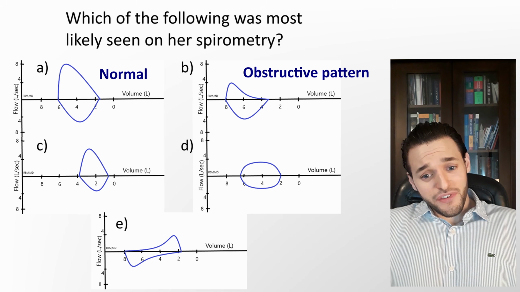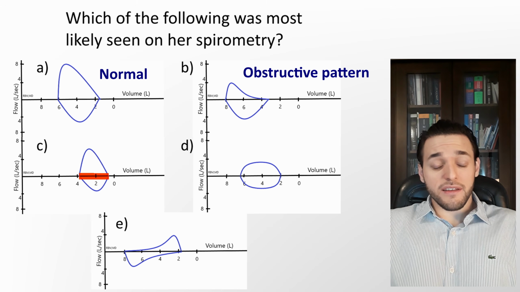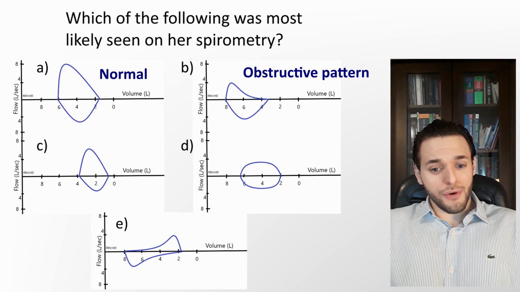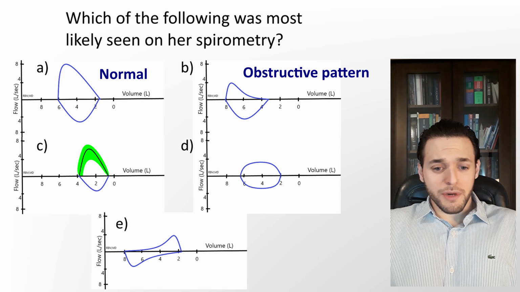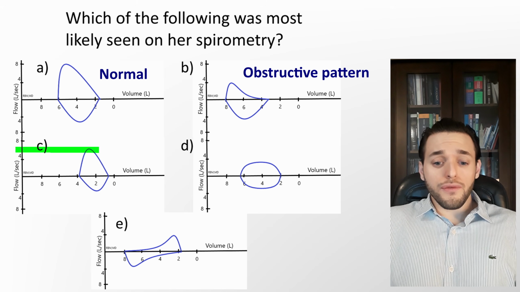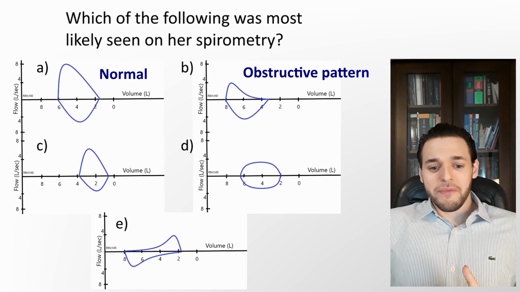Then we have C here, and you can see that your total lung capacity is decreased. Now it's less than 4 liters, and you also have a decreased residual volume. Now it's about half a liter. Meanwhile, the flow curve looks pretty much normal. You don't have any significant decrease in flow. So if flow is normal, it's most likely not obstructive.